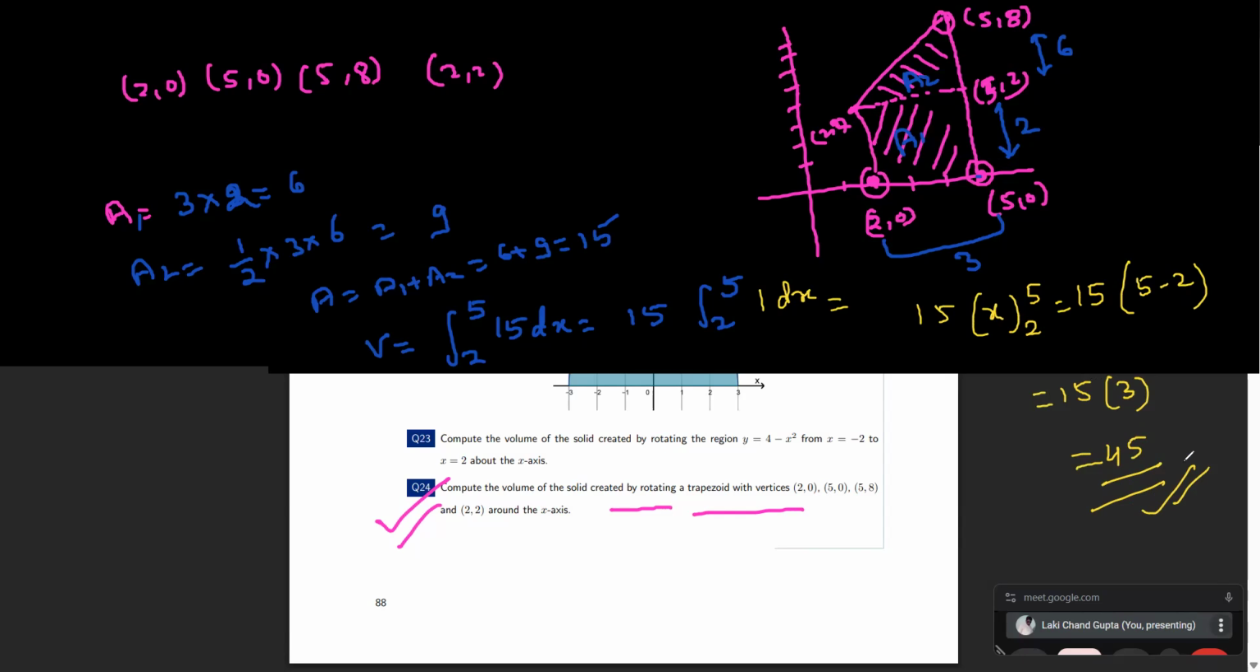Area is only what? 15 unit. 15 is square unit. And cubic is what? 45 cubic unit.